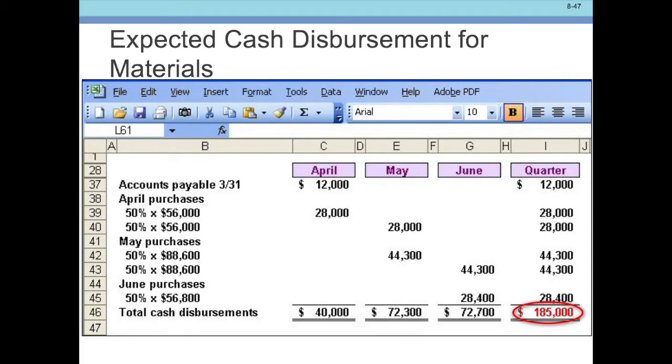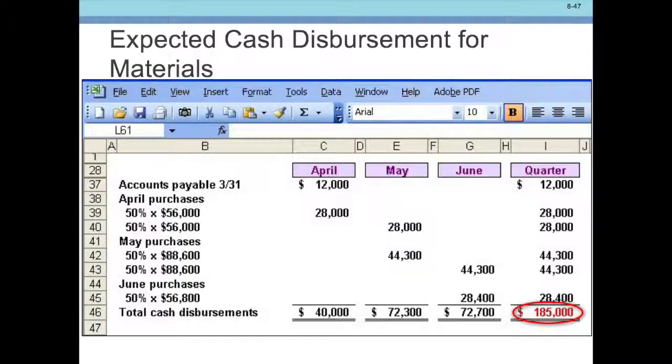You can see we do the same thing in May. We do the same thing in June. Of course, June, we're not paying for all of it. We're paying for half of it this quarter. And then July, that will be the accounts payable future balance for this in July. So we only pay for half of it in June.